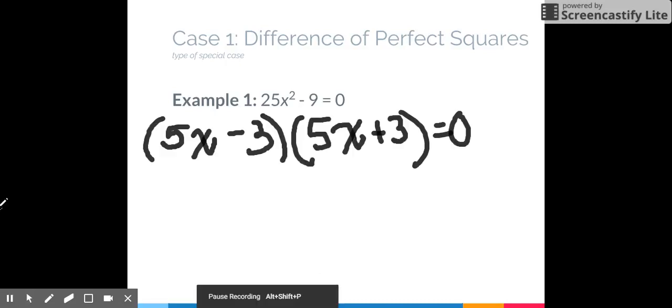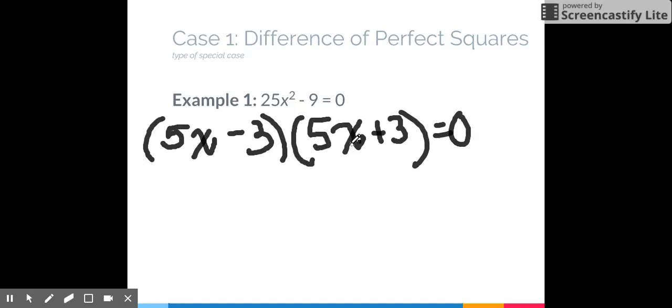And to do this, we're going to get 5x minus 3 times 5x plus 3. And that's because we know 25x squared comes from 5x times 5x. And then we have the 3 times 3 gives you 9. We have to do minus in one and plus in the other because that's going to make it where the linear term is canceled out and gives you this minus 9 here. And then we call this a conjugate pair.